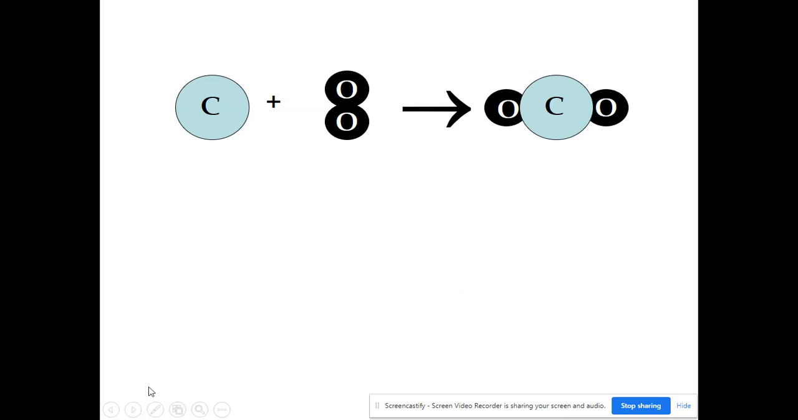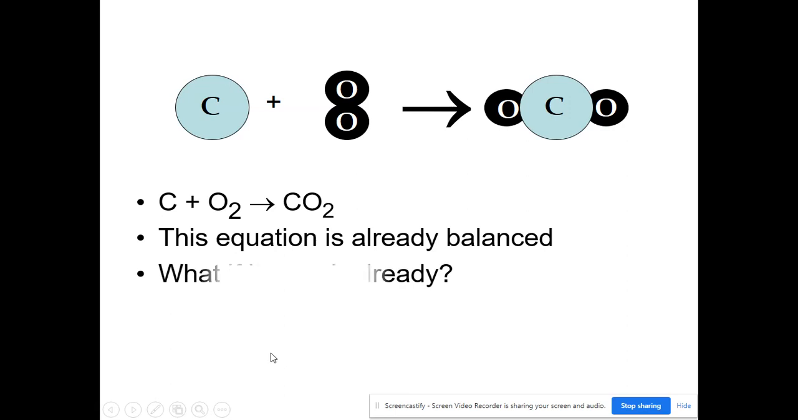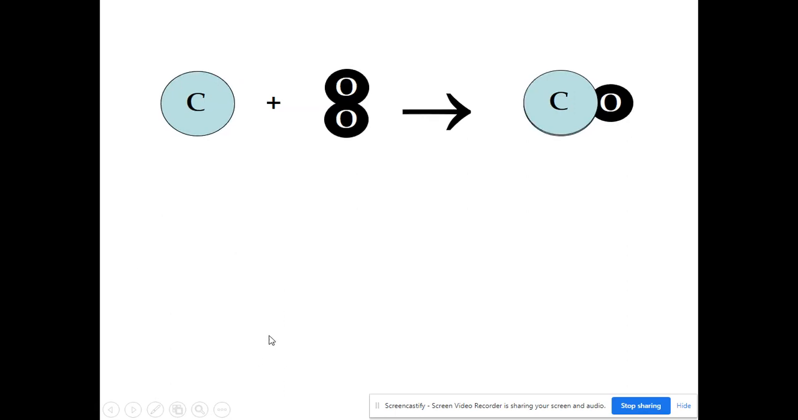Here we have a reaction between carbon and oxygen to form carbon dioxide. We can see that this has the same number of atoms of each, so it is balanced. But let's go over what to do if it weren't balanced. Let's look at a different reaction. Here we have carbon plus oxygen goes to carbon monoxide. We cannot change the formulas of the reactants or the products. We can only change how many we have of each, in this case, atom or compound.